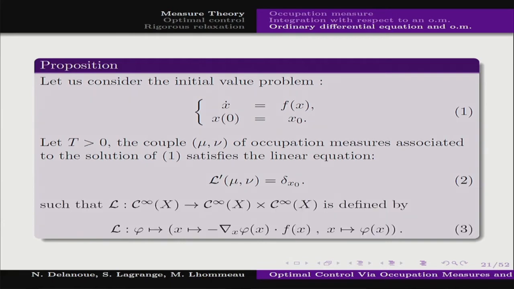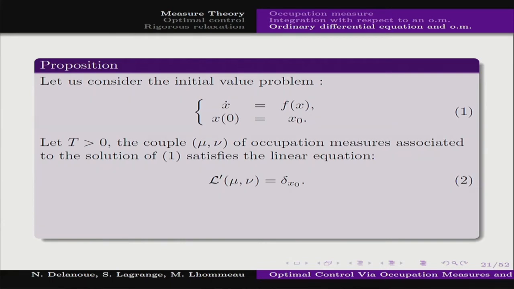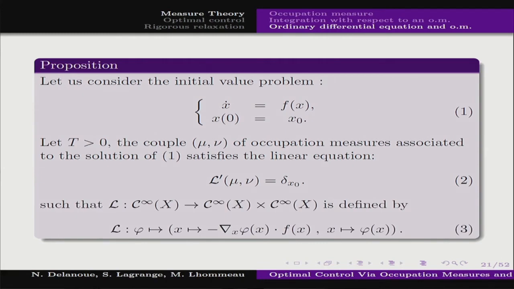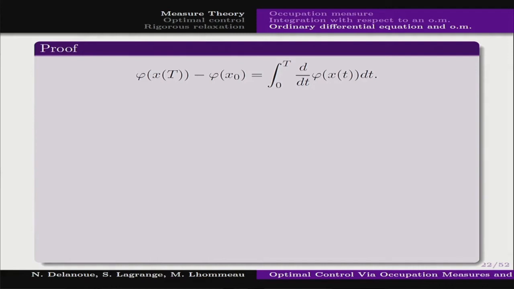So how can I define L prime? I have to use duality. So let me explain in the proof. The proof is going to be on this slide, so it's not so long. First, I have to use the fundamental theorem of calculus: when you have a map, the difference between the final time minus the initial time is just the integration of your map with respect to the differential with respect to t.